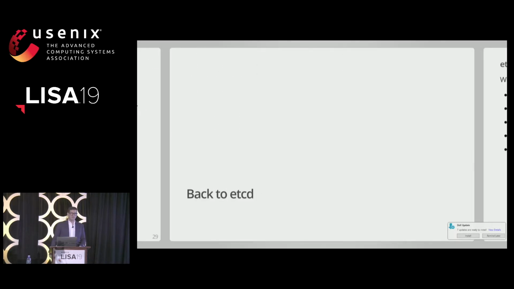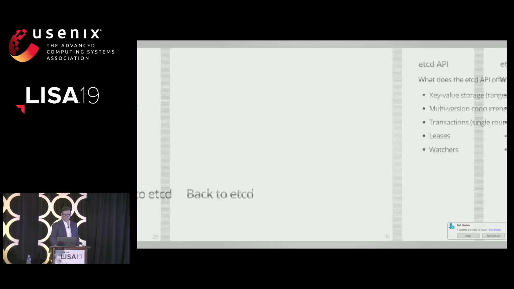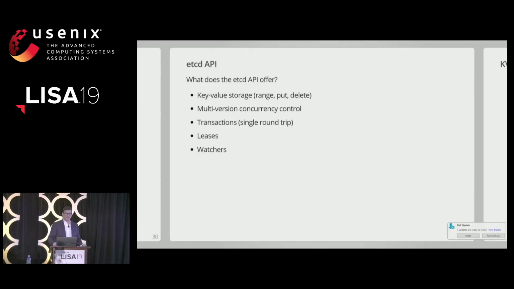OK, so I'd like to get back to etcd now. OK, so what can you get with the etcd API? Well, it's key value storage. It's not a complex database like Postgres or MySQL. You don't get SQL. You get put and get and delete. You get multi-version concurrency control, so you do get transactions.